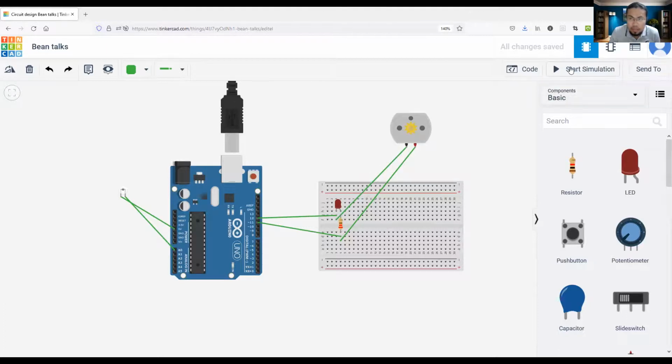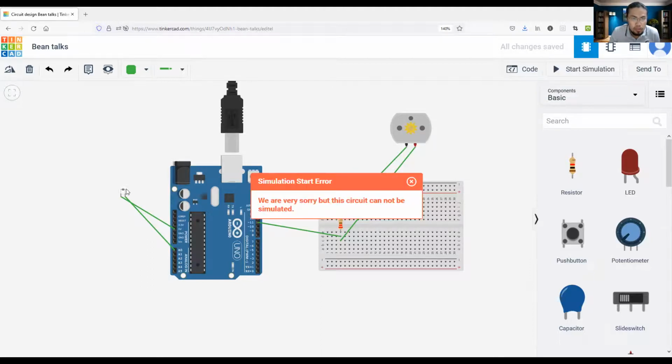Let's try to run this and see if it works. So, okay, there's a mistake to the setup, and let's see what could be wrong.